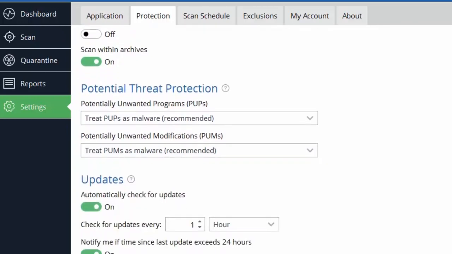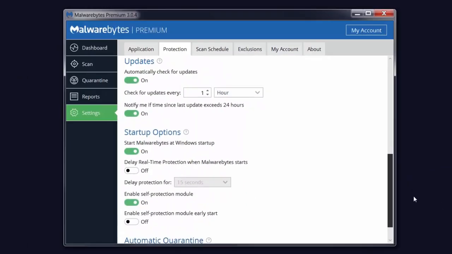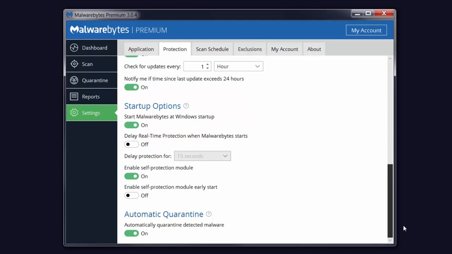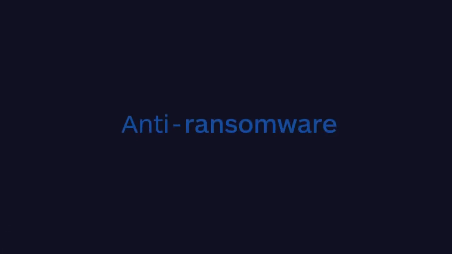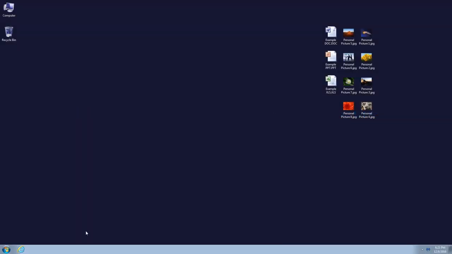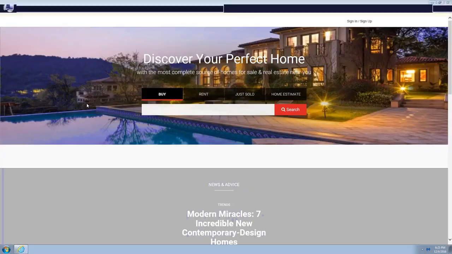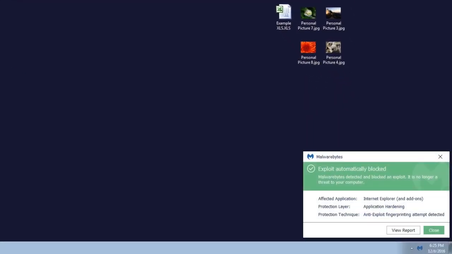Malwarebytes 3.0 protects you with four independent malware-fighting technologies: anti-ransomware, anti-malware, anti-exploit, and malicious website protection. Working together, these technologies block threats before they can infect your computer, steal your identity, or lock your files.